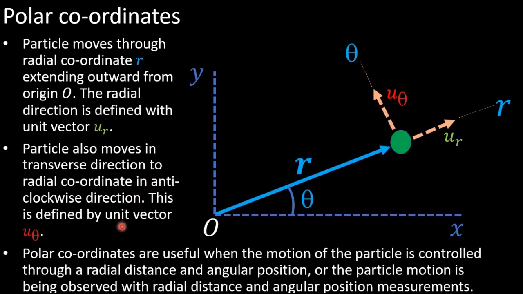So polar coordinates are useful when the motion of the particle is controlled through a radial distance and angular position. All the particle motion is being observed with radial distance and angular position measurements. You need to be aware that this particle is capable of rotating and moving radially at the same time, so this allows for some pretty complex motion.